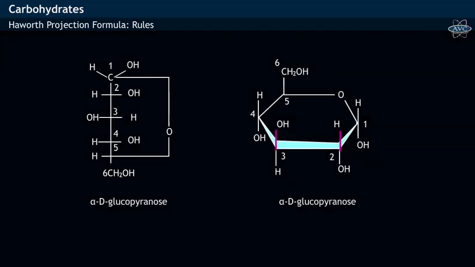These two isomers are called anomers. Since these forms have pyranose structures, alpha and beta D-glucose isomers are named alpha D and beta D glucopyranoses.